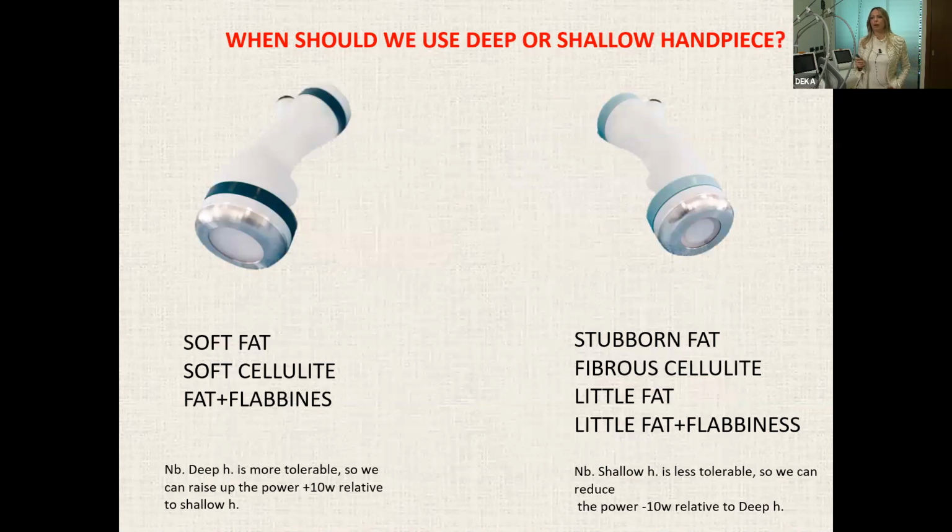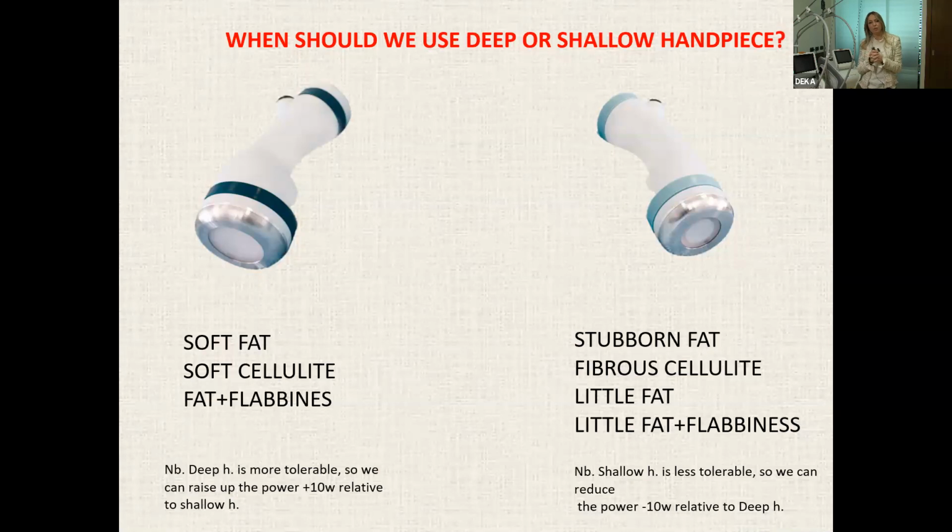Okay, these are the two hand pieces that we have in the device. I want to underline again and again that both of them can do the same things. Both of them can treat fat reduction, cellulite, and flabbiness. But we mainly use the deep end piece, which has a penetration of 16 millimeters, when we have a lot of fat, soft fat, soft cellulite, or fat combined with flabbiness.